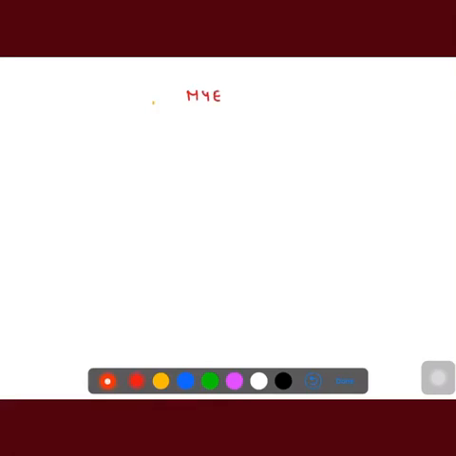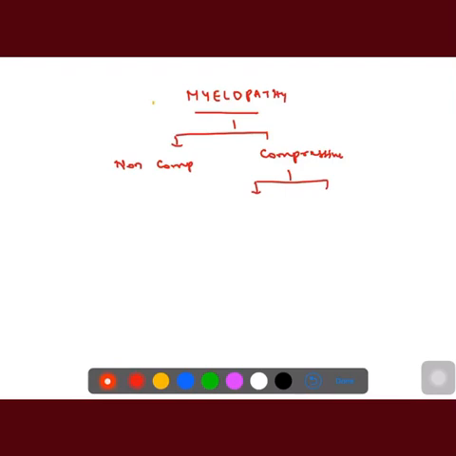Hello friends. Now we are discussing myelopathy. Actually, there are continuous videos about the spinal cord. We are discussing myelopathy. It can be non-compressive or compressive. In compressive, it can be intramedullary or extramedullary. In extramedullary, it can be intradural or extradural.